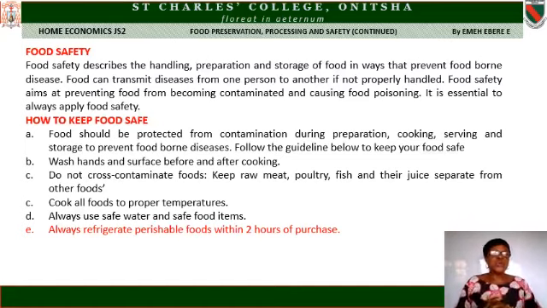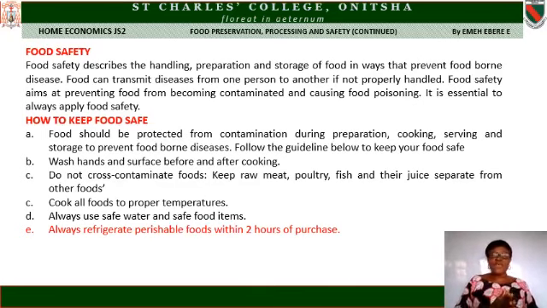Now, let us look at how to keep food safe. Number 1, food should be protected from contamination during preparation, cooking, serving, and storage to prevent foodborne diseases. Follow the following guidelines to keep your food safe. Number 1 is wash your hands and surfaces before and after cooking.